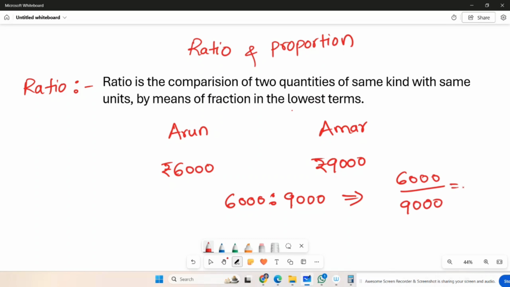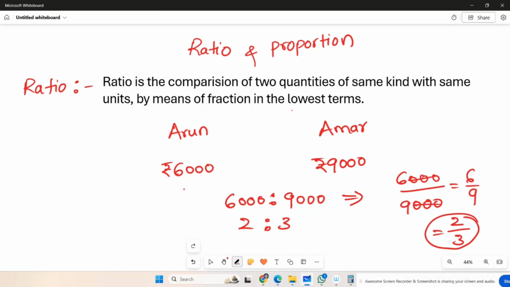Let's convert into simplest form. 6 over 9. 3 times 2 is 6. 3 times 3 is 9. So 2 is to 3 ratio they are earning. That means for every 2 rupees Arun earns, 3 rupees Amar is earning. Understand? So ratio means comparison of two quantities of same kind with same units.